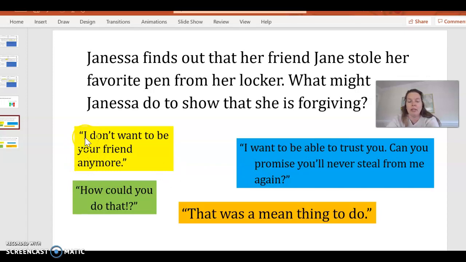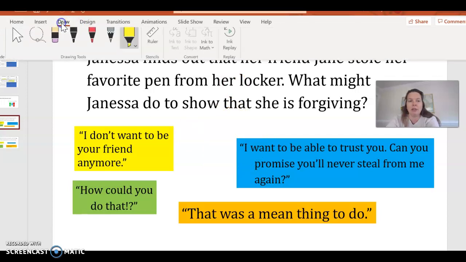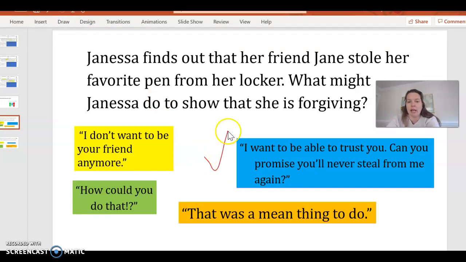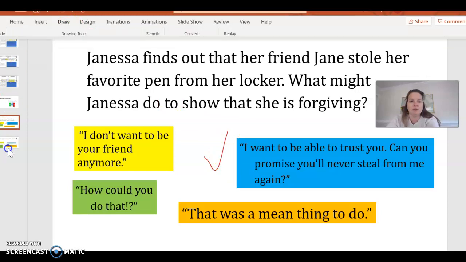Would you pick the yellow one? I don't want to be your friend anymore. Is that forgiving? How could you do that? That was a mean thing to do. Or would you pick this one, the blue one? I want to be able to trust you. Can you promise you'll never steal from me again? So yes, if you picked the blue one, that is correct. Okay, so the blue statement would show that Janessa is a forgiving person. All right, so let's move to our next question.